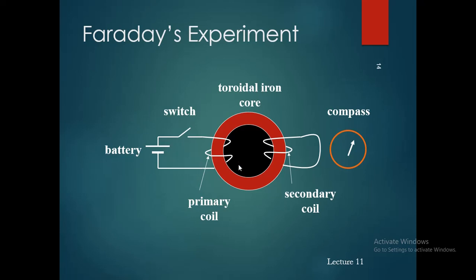This is mathematically represented as induced EMF V equal to minus N d phi by dt volts. Here V is the induced EMF in volts, N is the number of turns, and phi is the magnetic flux, measured in Webers. The negative sign indicates that the induced EMF sets up a current in such a direction that the magnetic effect produced by it opposes the very cause producing it.